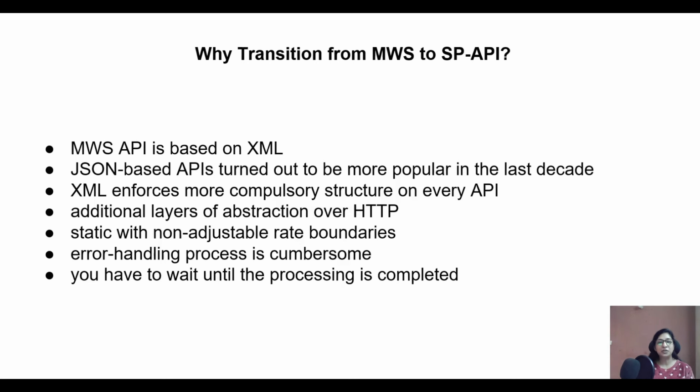Coming back to why you should transition from MWS to SP API. One is this XML and JSON difference. Other is there is an additional layer of abstraction over HTTP, which makes it more secure. You have some static, non-adjustable rate boundaries in MWS. The error handling process is very cumbersome in MWS and it's way easier in SP API. Technically, with less effort, you can efficiently automate the process.